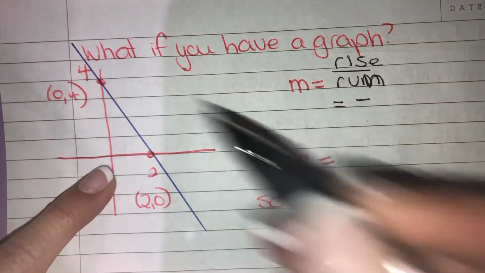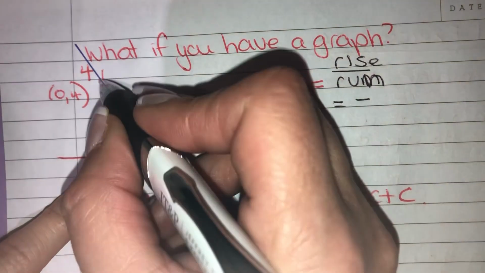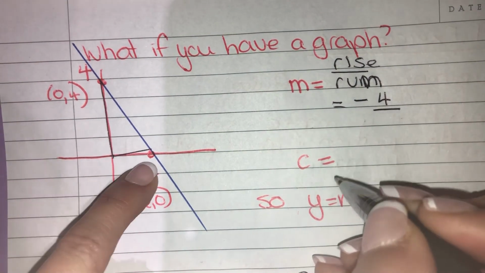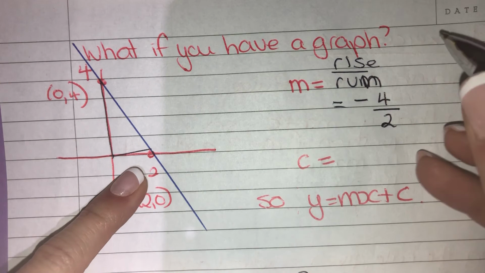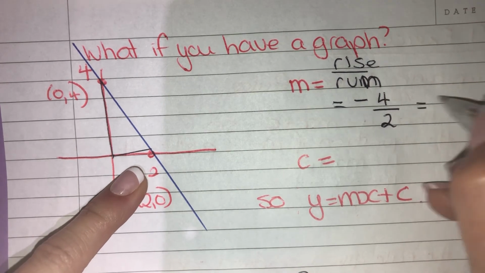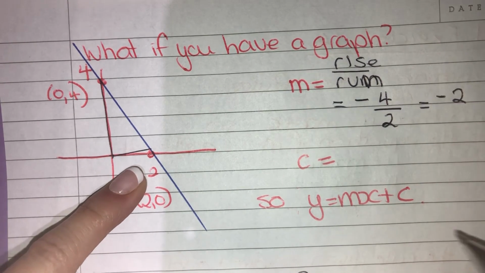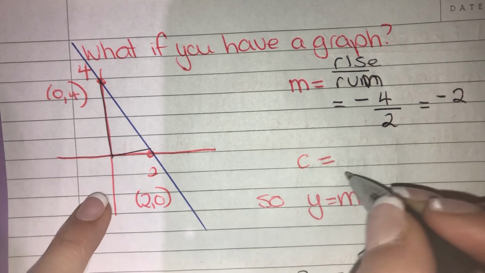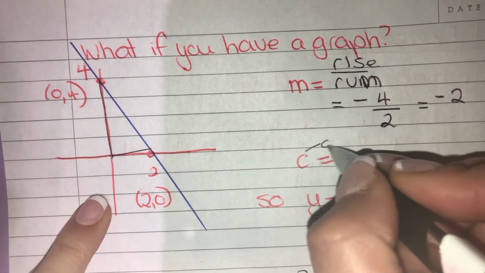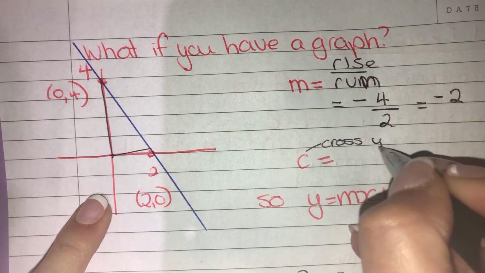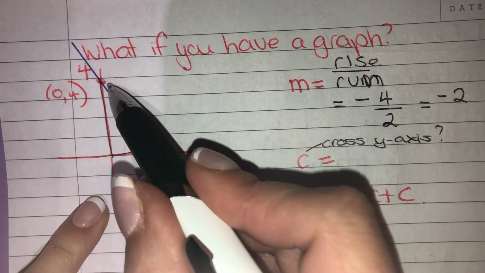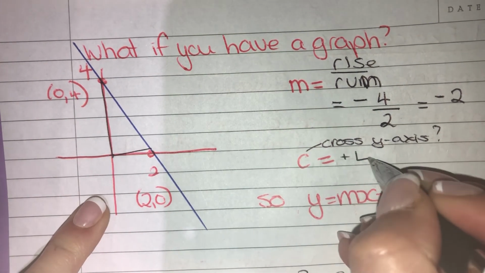How much do you go up? Here's my triangle here. How much did you go up? You went up 4, so rise is 4, and you went across 2, so the run is 2. So the gradient is minus 2. Y-intercept, look on the graph. That means where does it cross the y-axis? Okay, so you just need to look and see where it crosses. It crosses at positive 4.